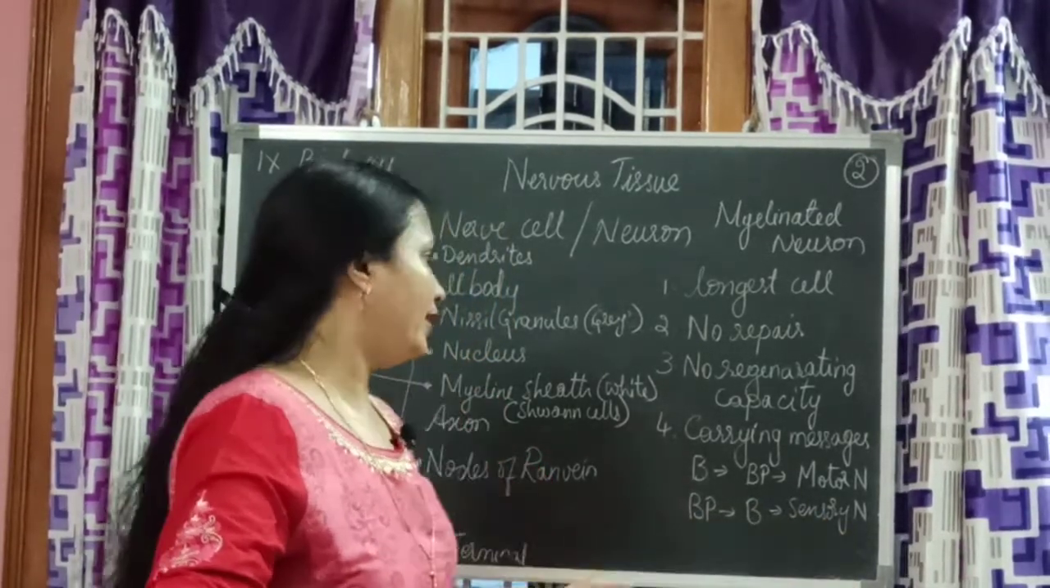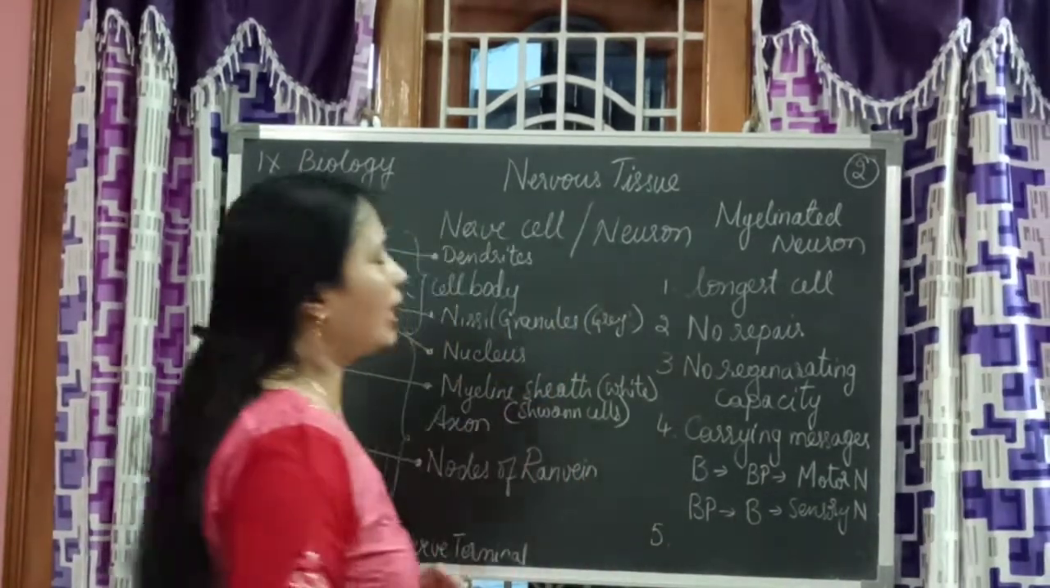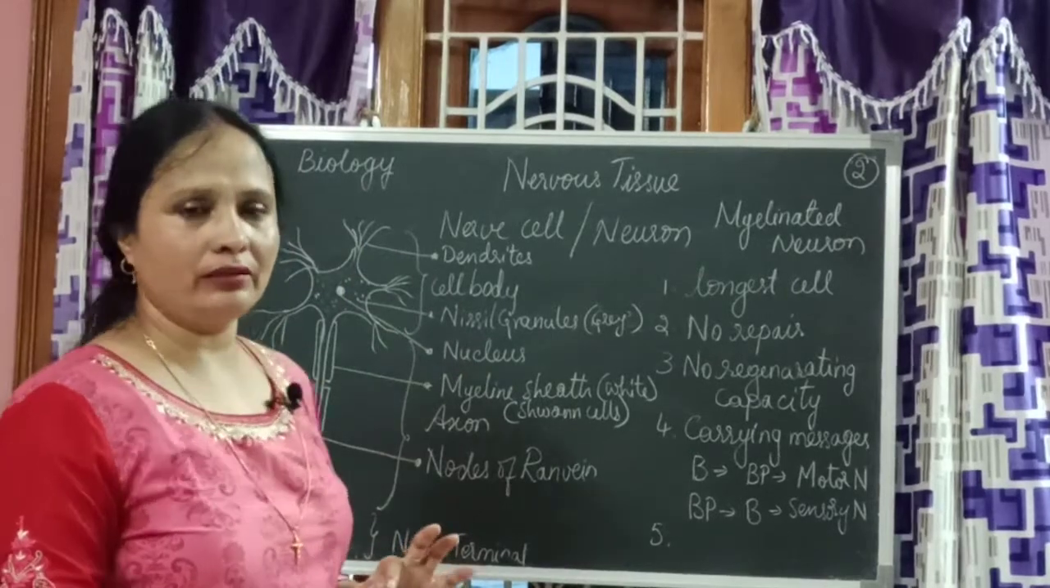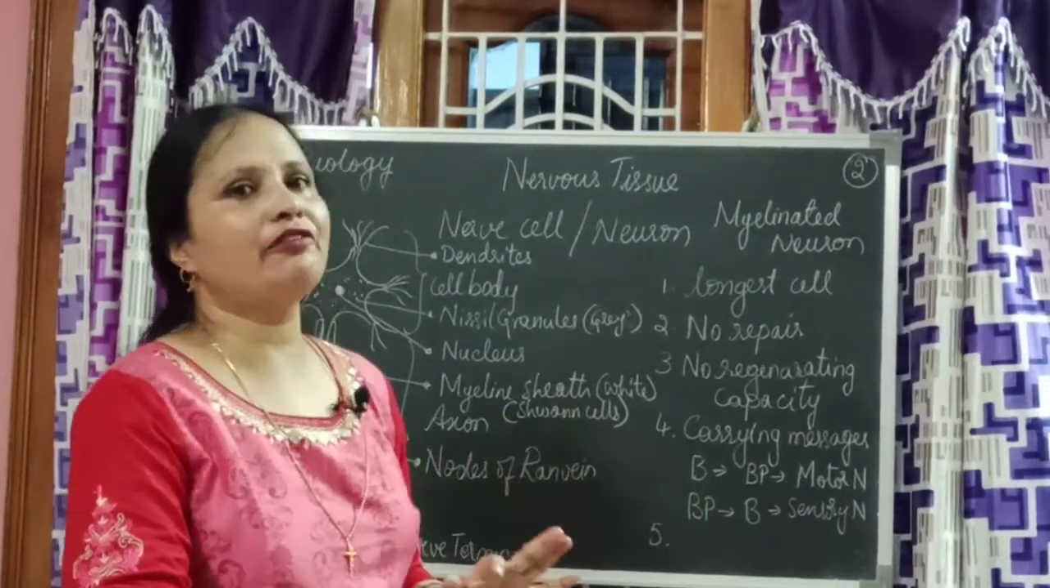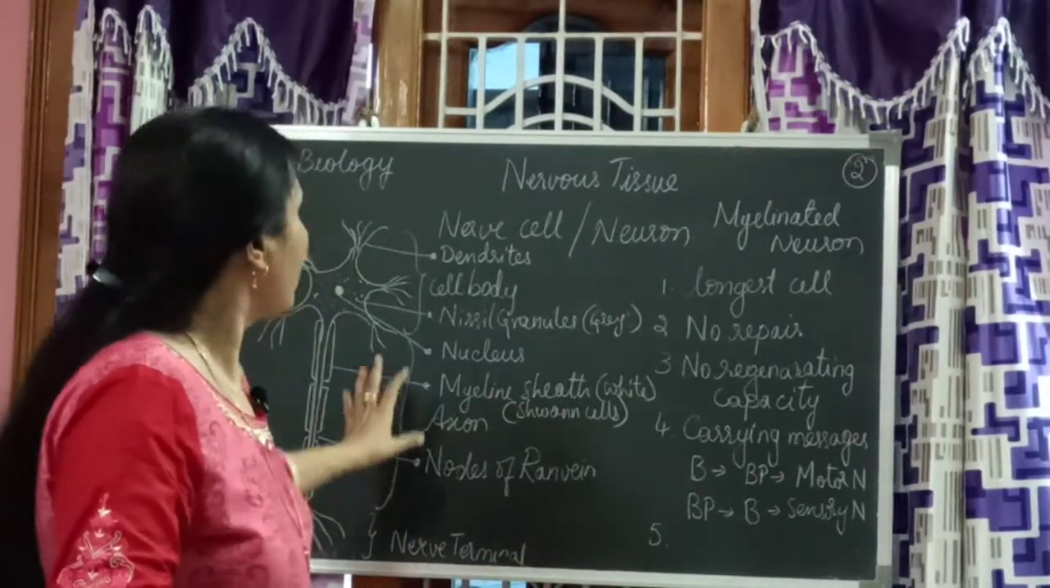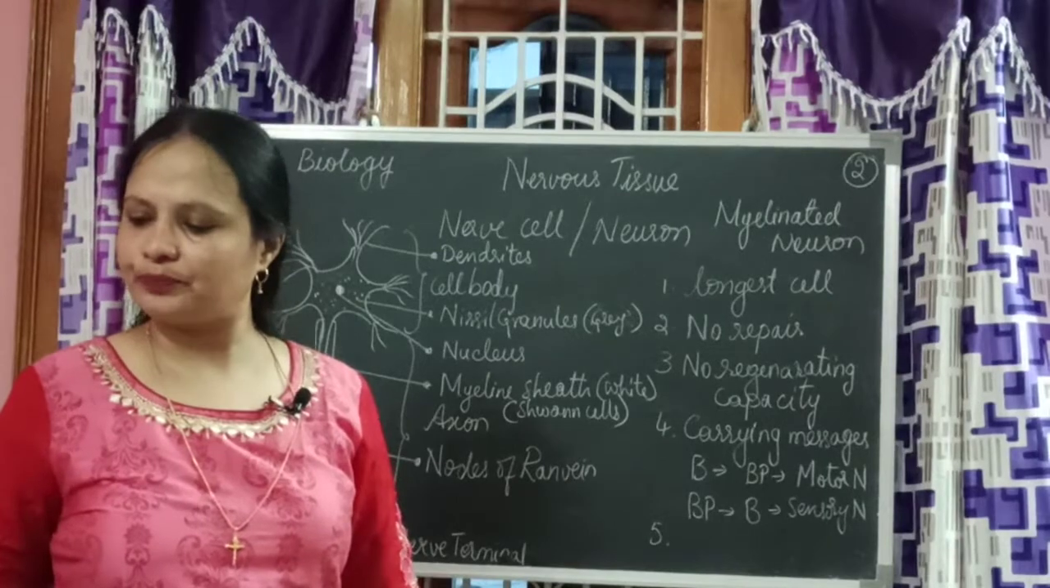Okay, and then another important thing about the nerves is that millions of nerves are there. Oh, I already told you, no regenerating capacity. Once they are dead, they are forever dead. So this is all about the nerve cell. Is there anything else that we skipped out? Let us see.